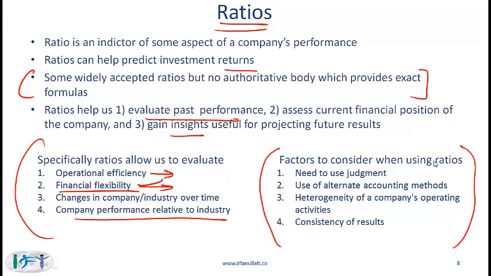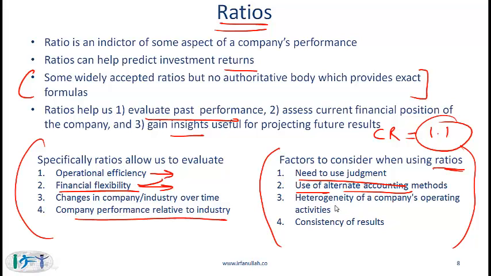Some factors to consider when using ratios: we need to use judgment. If you have a current ratio, current assets over current liabilities, equal to 1.1, is this good or bad? The answer is that we need to use our judgment. We need to evaluate the specific company. We need to look at this ratio in the context of the industry. So an important point when using ratios is that there isn't always necessarily a right answer or a wrong answer. You have to use your judgment. You need to recognize that different companies might be using different accounting policies or accounting methods, and hence you need to make adjustments in order to compare ratios across different companies.